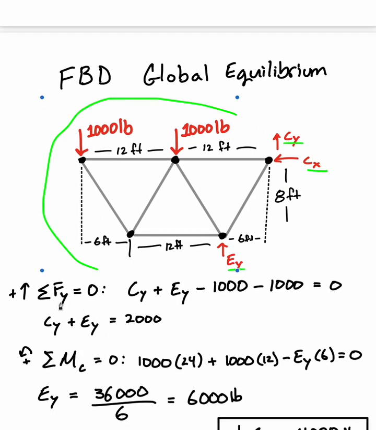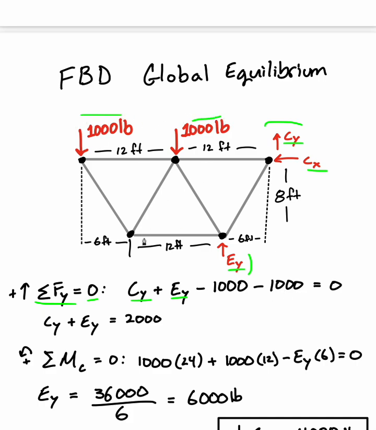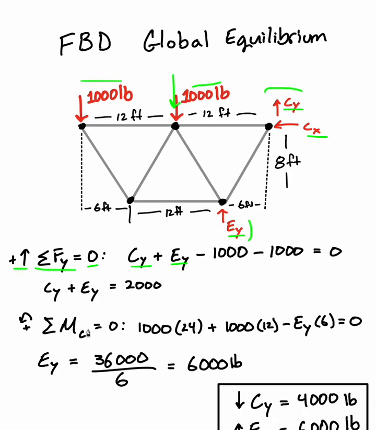Okay, so the first thing that we'll do is find the sum of the forces in the y direction equals 0 because of equilibrium, and so we have Cy plus Ey minus 1000 minus 1000. We've said that up is positive, so the minus is coming from these forces going down. When we solve that, we get Cy plus Ey equals 2000.